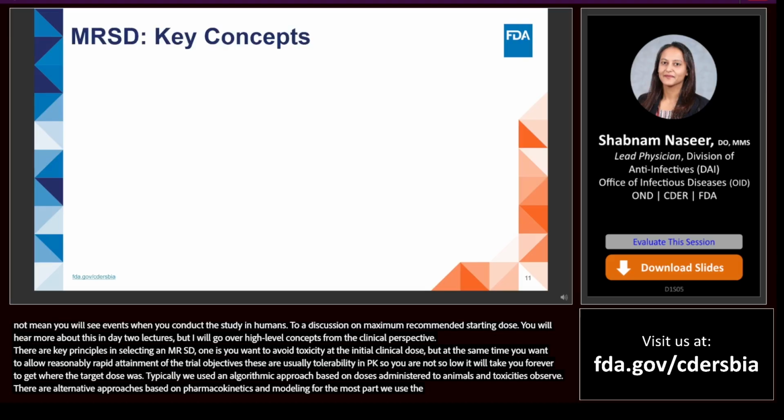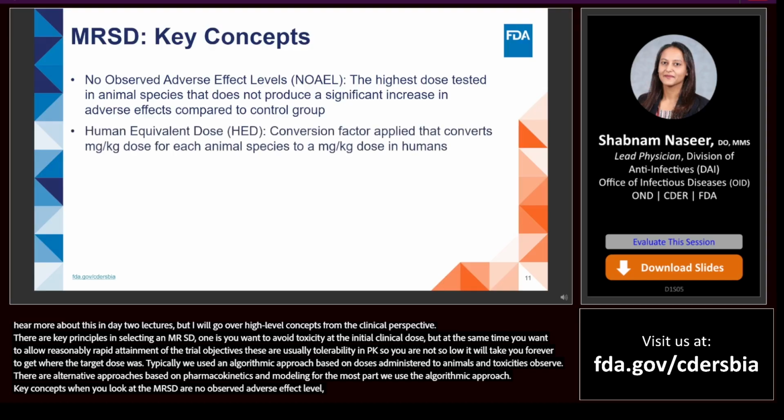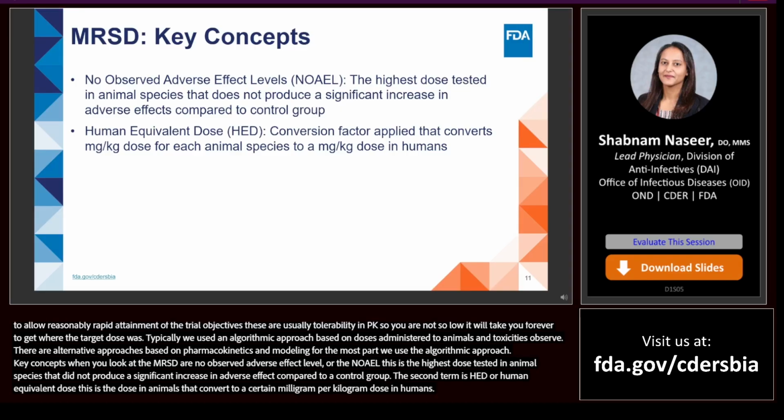Some of the key concepts when you look at the MRSD are the no observed adverse effect level, or the NOAEL, and this is the highest dose tested in animal species that did not produce a significant increase in adverse effects compared to a control group. The second term is HED, or human equivalent dose, and this is really what is the dose in animals that converts to a certain milligram per kilogram dose in humans. Based on that, you would be able to come up with the starting dose.